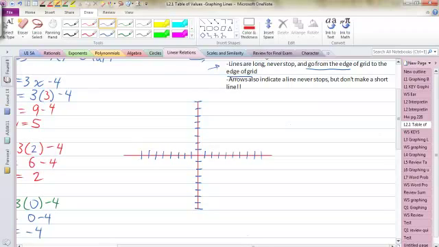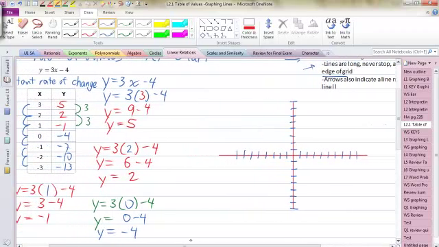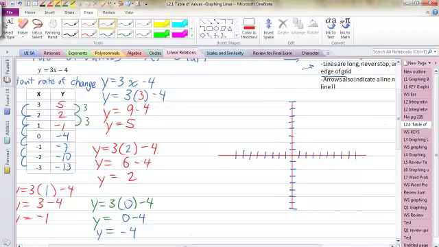Okay. So what were some of these points that we had to graph? We had to graph 3, 5. So on your grid, put the point 3, 5. Then put the point 2, 2. Then put the point 1, negative 1. 0, negative 4. Negative 1, negative 7.